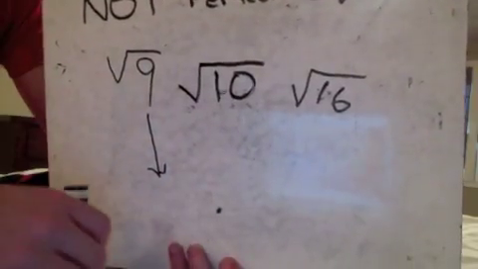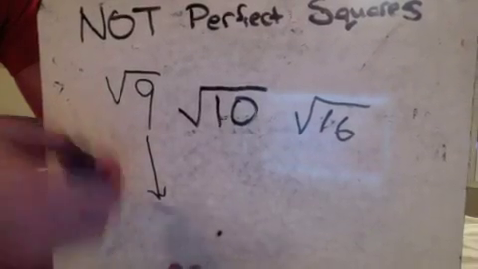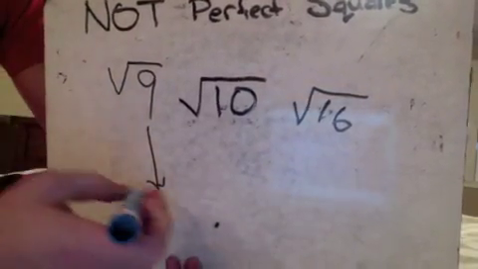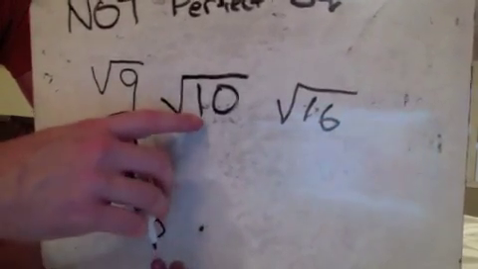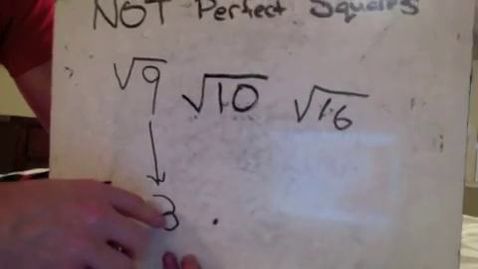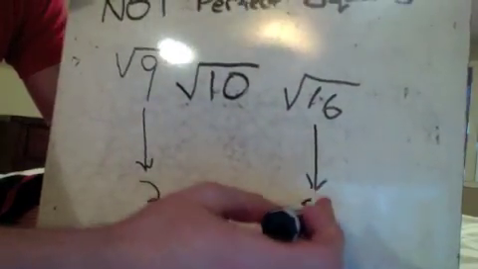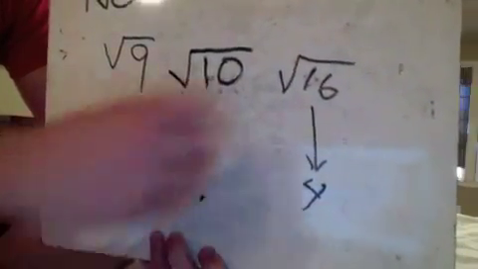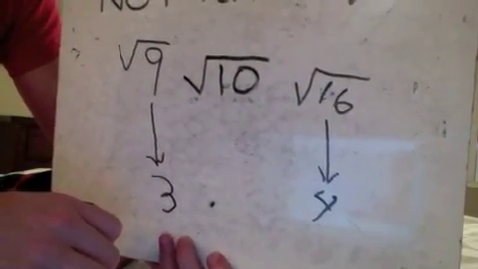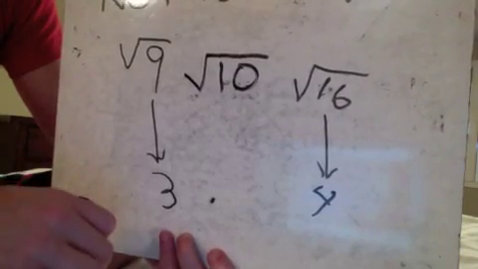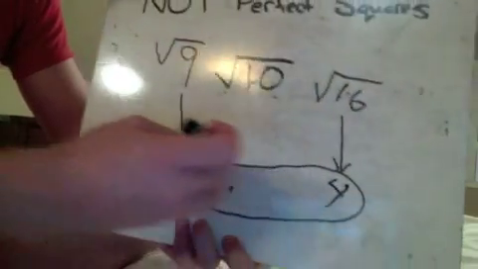The square root of 9 is what two numbers that are the same multiply together to get 9? I know that 3 times 3 is 9, so we know that 3 is on the low end here. Over here, we know that 4 times 4 is 16. The square root of 16 is 4. So our answer to the question, between what two whole numbers does the square root of 10 fall, would be 3 and 4.